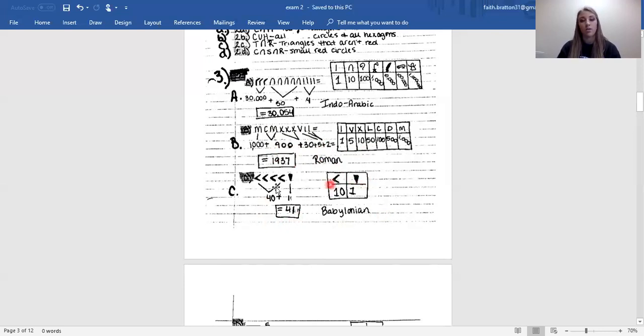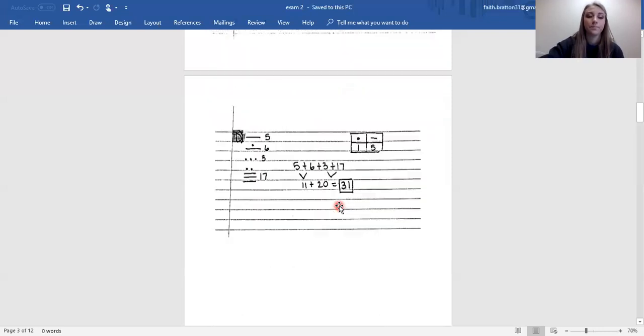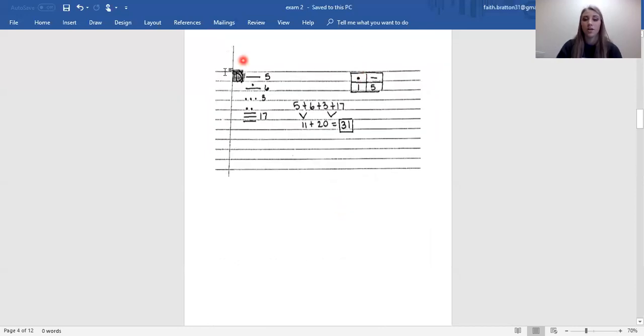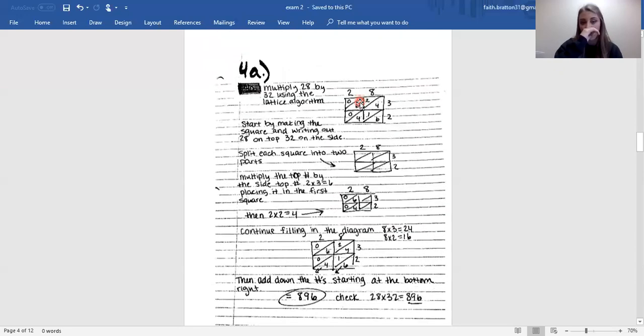For the next one, we use the symbols again with the chart. This is Babylonian. Each one of those means 10. That's 40. That is 1, so 41. And for D, you're given the chart again to figure out how much each of these are. It comes to 5 plus 6 and 30 plus 17. Well, 5 plus 6 equals 11. 30 plus 17 equals 47, so 31 is... Okay, now we're going to go to 4A.